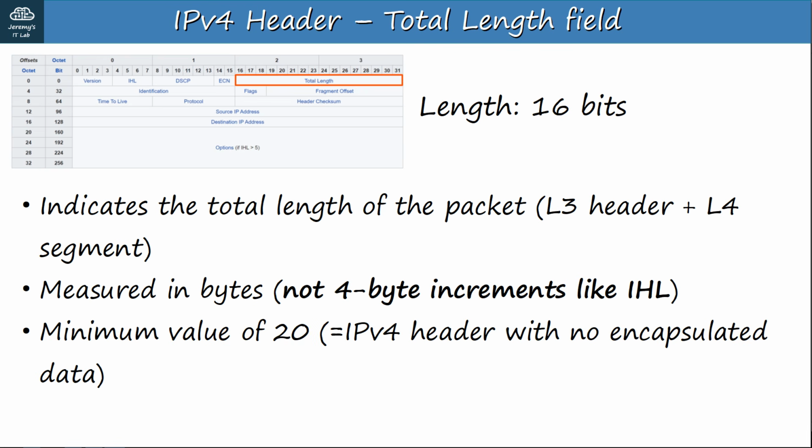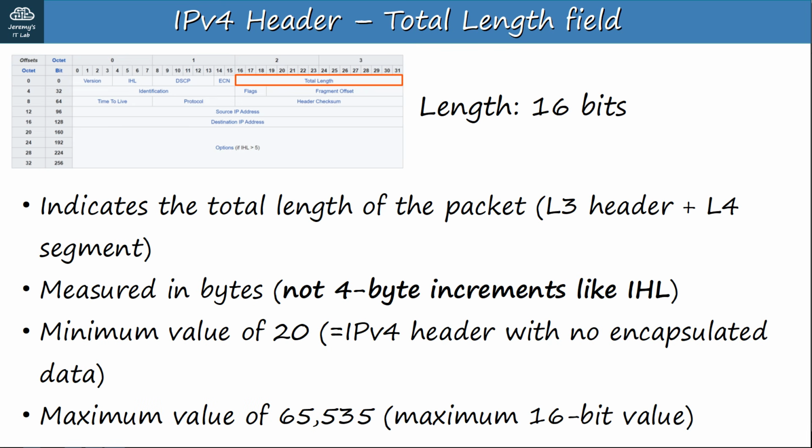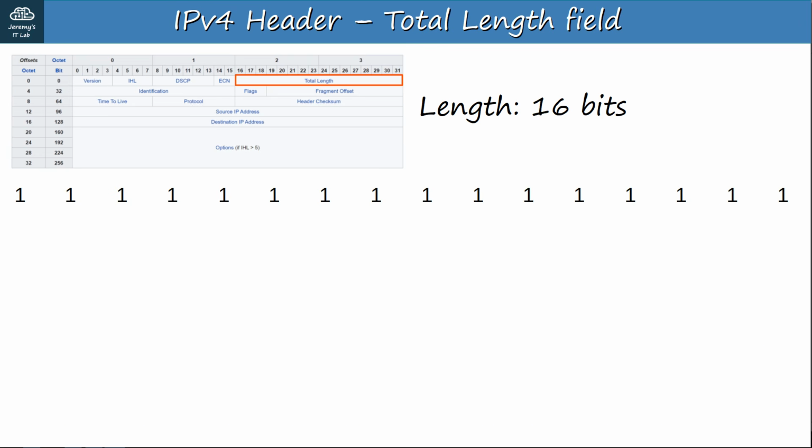The minimum value in this field is 20, meaning 20 bytes, which is equal to a minimum-sized IPv4 header with no encapsulated data. The maximum value is 65,535, which is the maximum value of 16 binary bits, all set to 1. Let me just show you that calculation. Here are 16 bits, 2 octets, all set to 1.